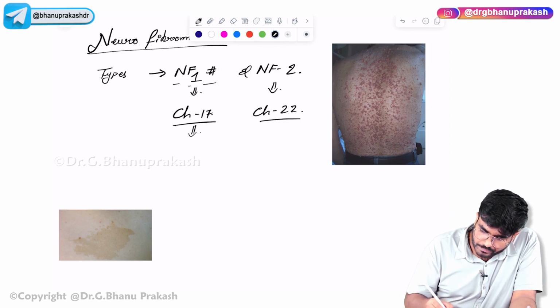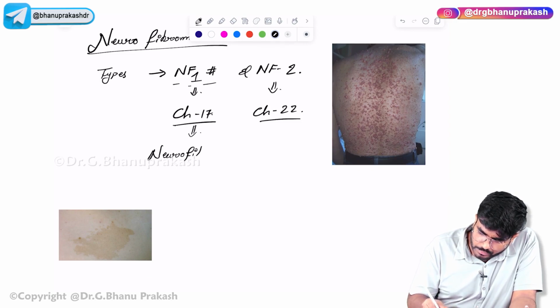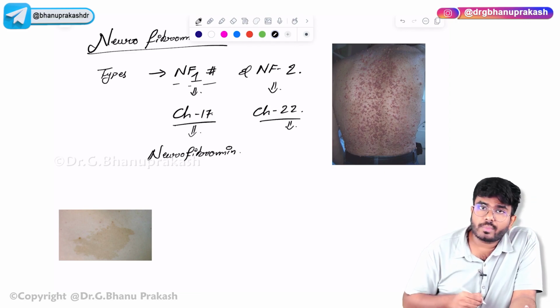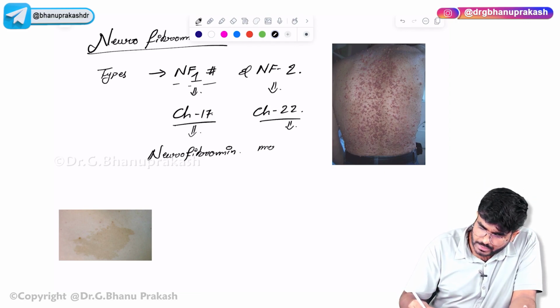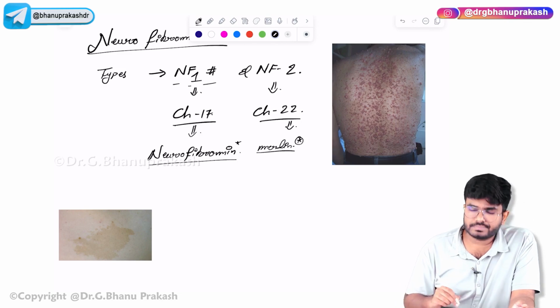Which protein is affected? The affected protein is called neurofibromin. Neurofibromin is going to be affected. In neurofibromatosis type 2, who is going to be affected? Merlin. Okay, Merlin is going to be affected. Neurofibromin as well as Merlin.